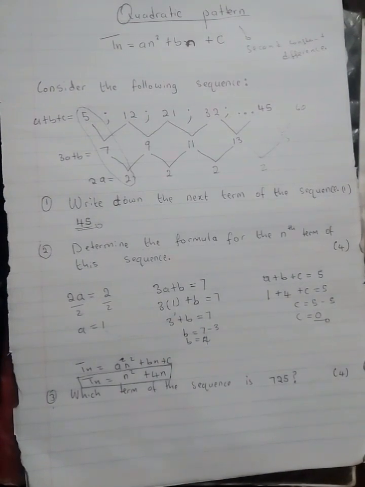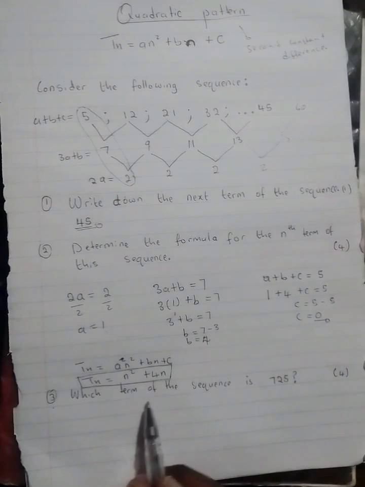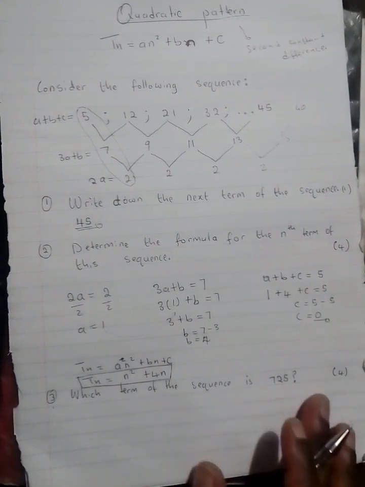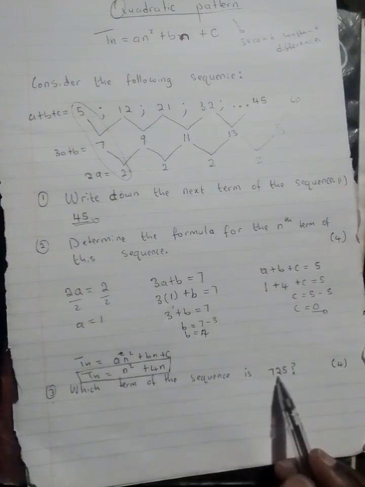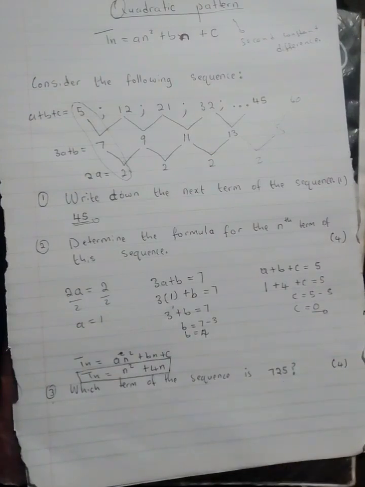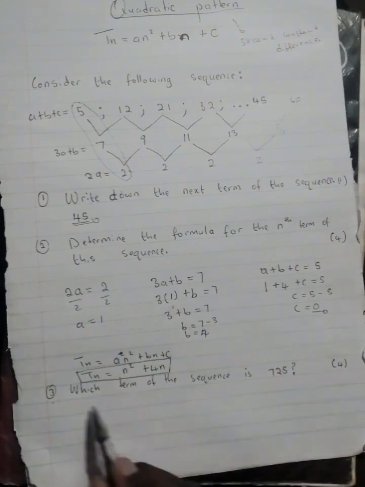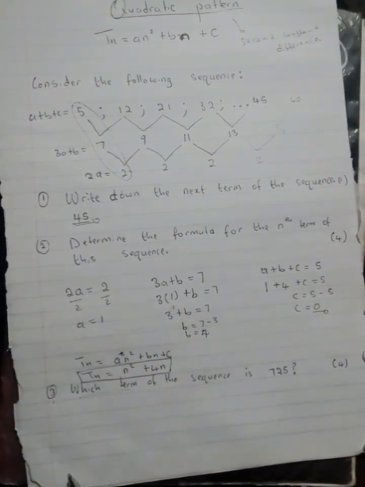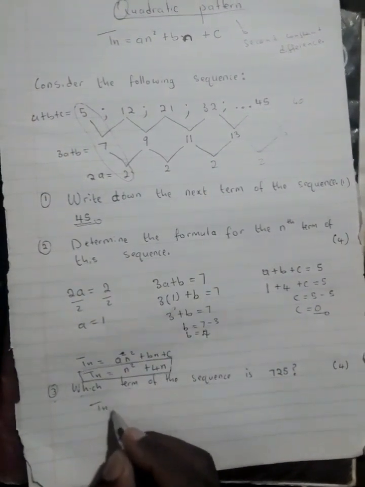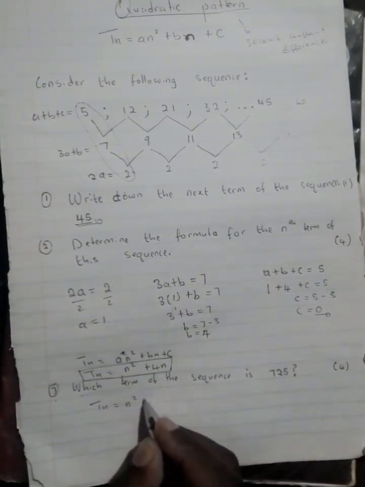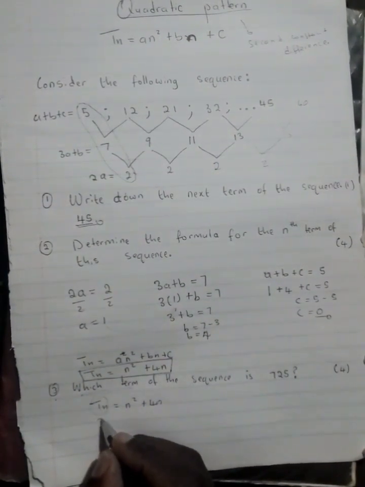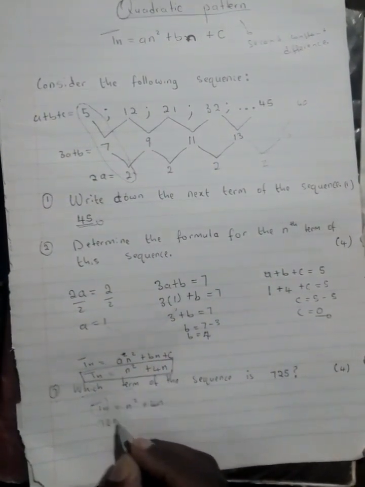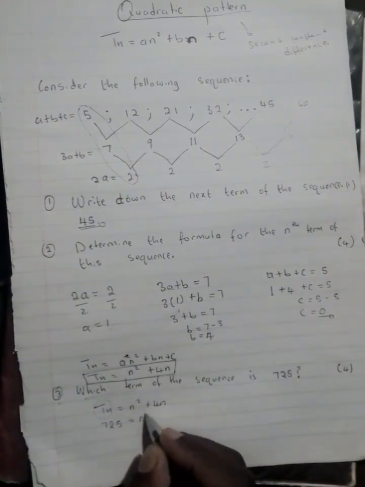Let's go ahead and do the last question. Last question says, which term of the sequence is 725? Now we're given the value of the term is 725, but we don't know the term number, right? The question says which term. We don't know that term, but we know that term is going to have 725. So just write our formula. First step, we know that term is going to be equals to 725, right? So now our task is to find the value of n.